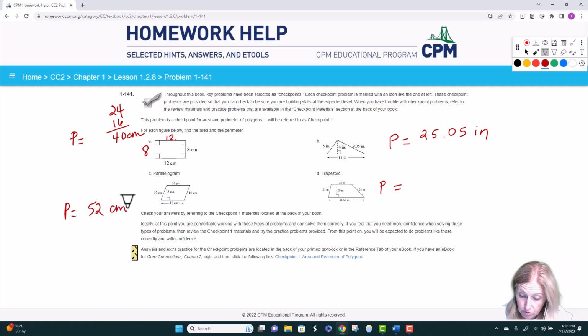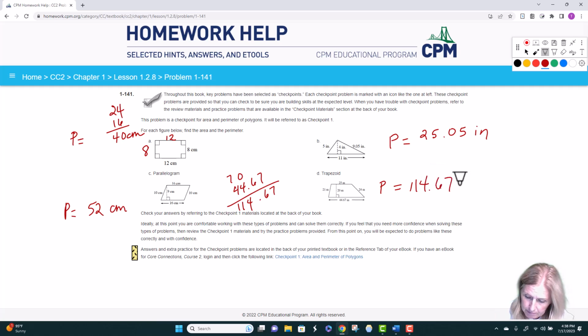Okay, we've got 21 and 24. That's 45. 45 and 25 is 70. Let's see, I'm going to keep track of this right over here. Actually, I'll do it here. 70 and 44 is 114, and 67 meters. 6,700th meters. Okay, so now we just need to do area.